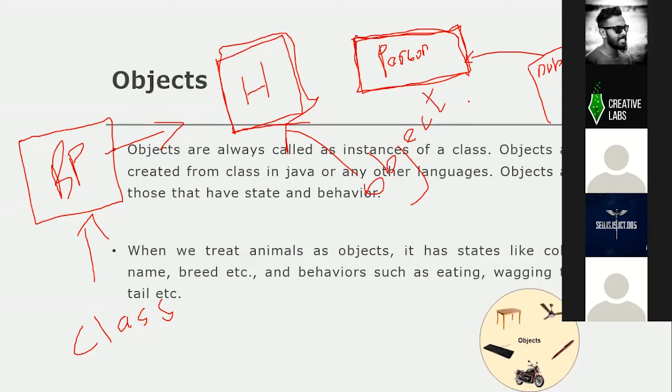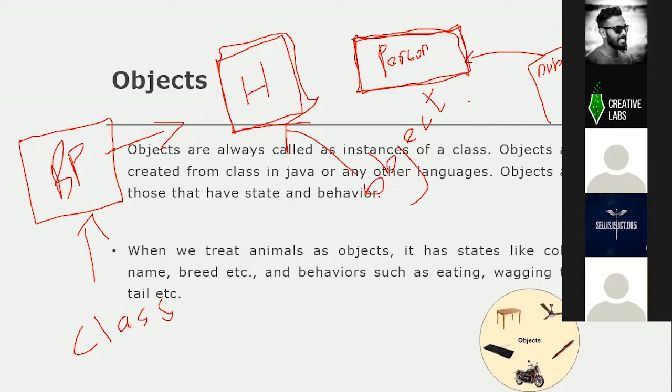Are you clear now? Yeah, sir. So we define a class once, and in a class we can have so many objects, right, sir? Yes, out of a class we can have so many objects.